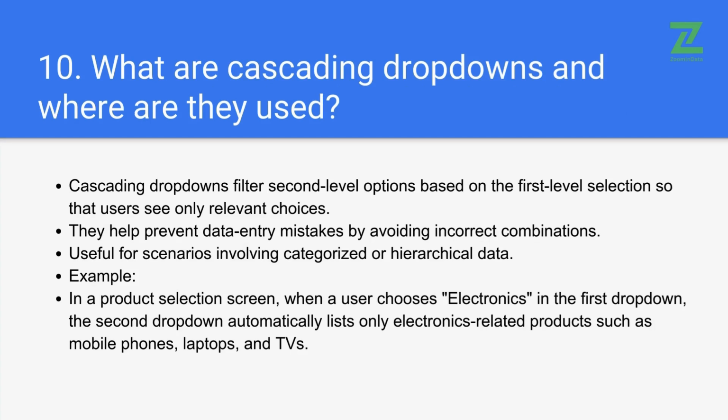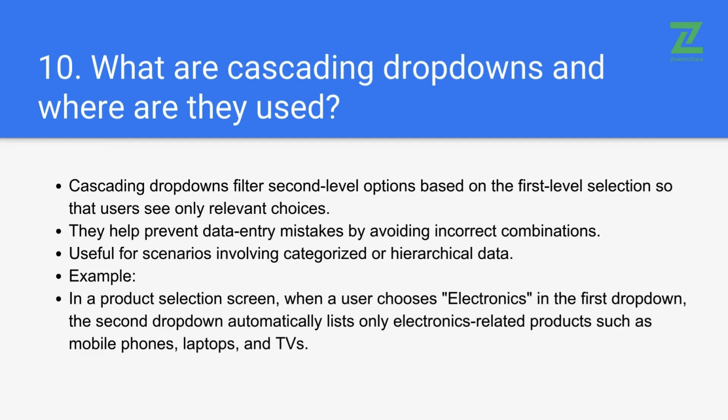What are cascading drop-downs and where are they used? Cascading drop-downs filter second-level options based on the first-level selections so that users see only relevant choices. They help prevent data entry mistakes by avoiding incorrect combinations. Useful for scenarios involving categorized or hierarchical data.